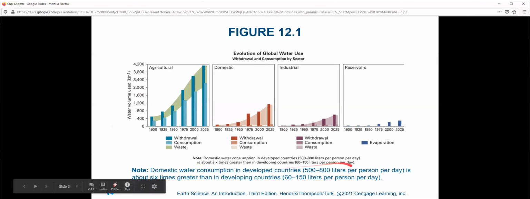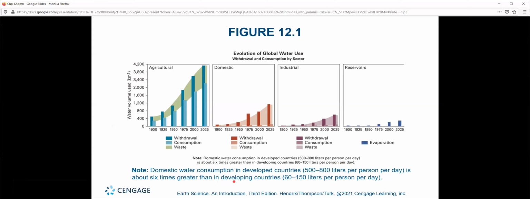Noteworthy at the bottom here, developed countries use much more water than developing countries. That's sort of a geography, anthropology conversation, more so than a physical science conversation, but it's still worth noting. If you live in America, you use a lot more water per person in your household than someone living in a less developed country, say Afghanistan.